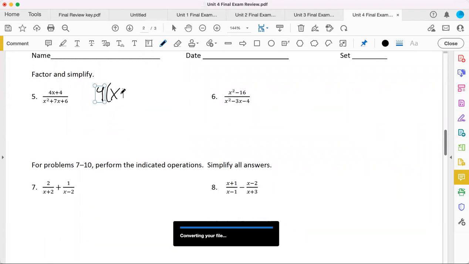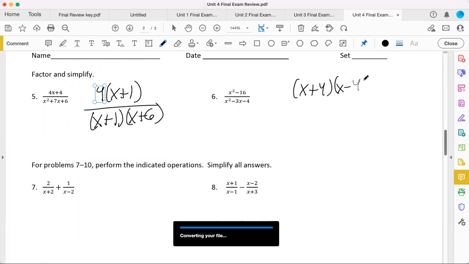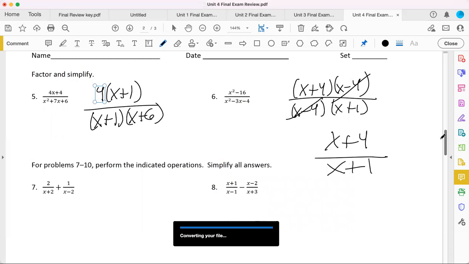You can factor out 4. You can factor this. You can cancel, leave that to you. This is difference of squares for the top. Cancel, leave x plus 4 over x plus 1.